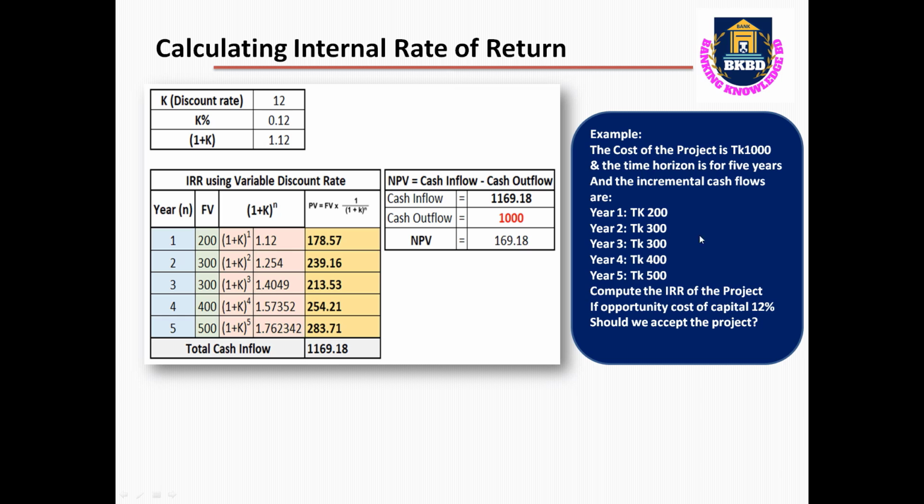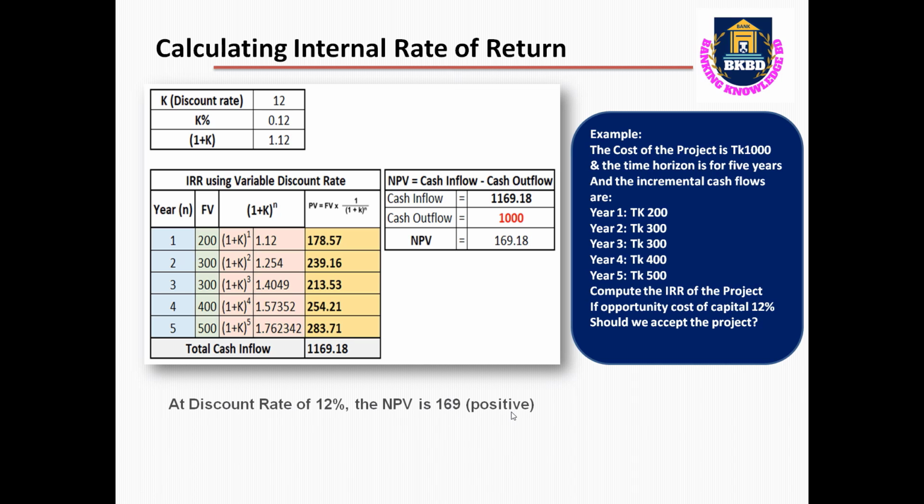So here it is given that the cost of the project is taka 1000, the time horizon was 5 years, and the incremental cash flows are here. Okay, so now the NPV is positive, we found that. So what will be the decision? We can accept this project. Okay, accept this project at the discount rate of 12%. The NPV is 69.